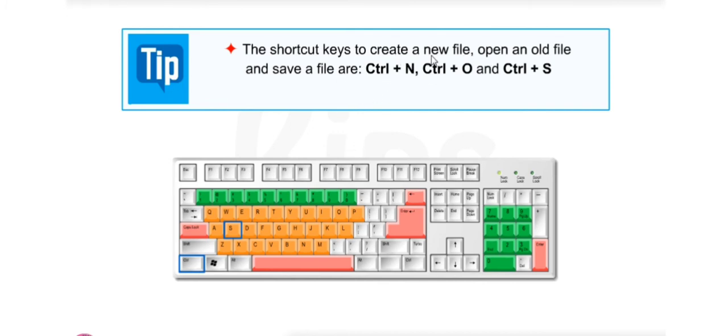If you want to open a new file, meaning a new canvas, then you can use the Ctrl key plus the N key from the keyboard. If you want to open an old file, any saved drawing, then you can use the Ctrl key and the O key. You have to press both keys at a time. And if you want to save your file, the shortcut key is Ctrl+S. So N for new file, O for open file and S for save file. These are the shortcut keys.